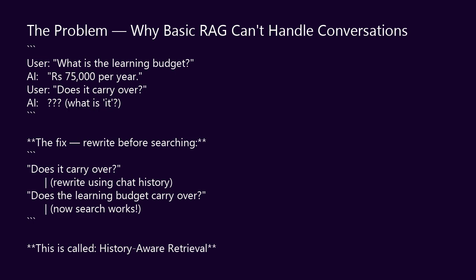This is the classic follow-up question problem. And it's why every real chatbot needs conversational RAG. The solution? We need to rewrite the follow-up question into a standalone question before searching. "Does it carry over?" becomes "Does the learning budget carry over to the next year?" Now the retriever knows exactly what to look for.